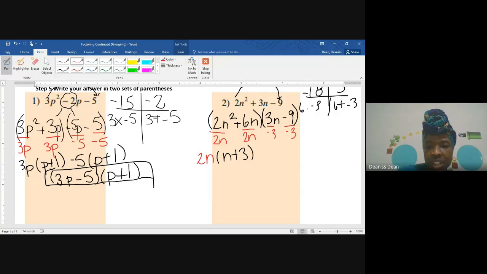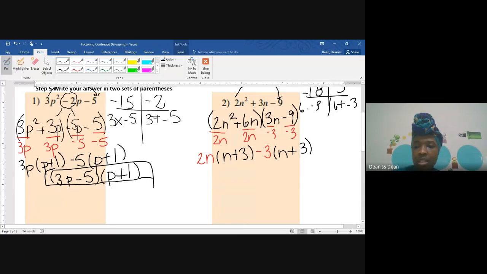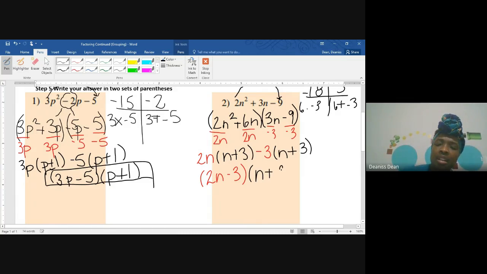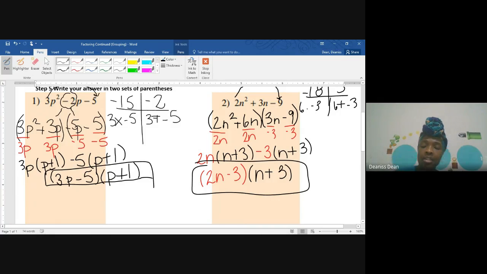And then for that second GCF of negative 3, that's going to be on the outside of the parentheses, and in parentheses, we're going to have n plus 3. So we got the same thing in the sets of parentheses, so we know that we did it correctly. So GCFs go in one set of parentheses, so 2n minus 3 go in one set. And then we only pick one of the duplicates. You don't use both of them, just one of them. So then we have n plus 3 on the other part. And that is our answer.